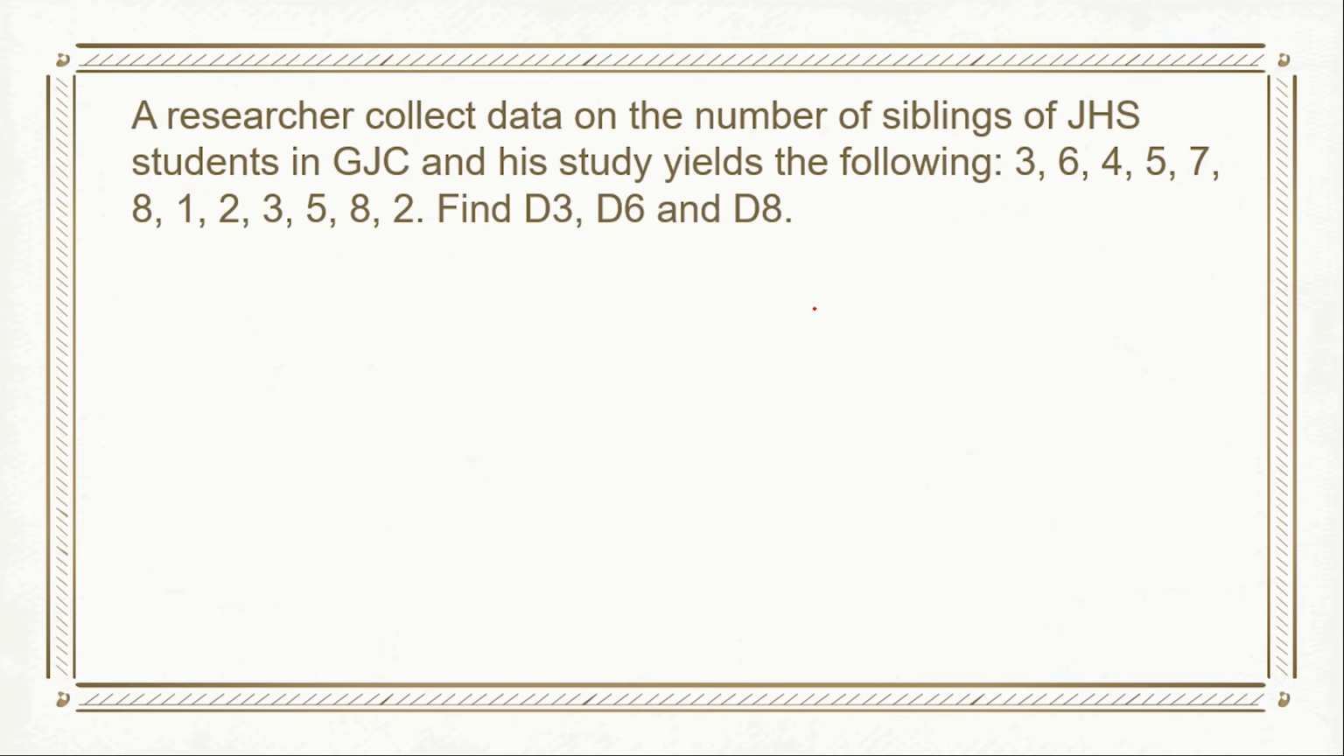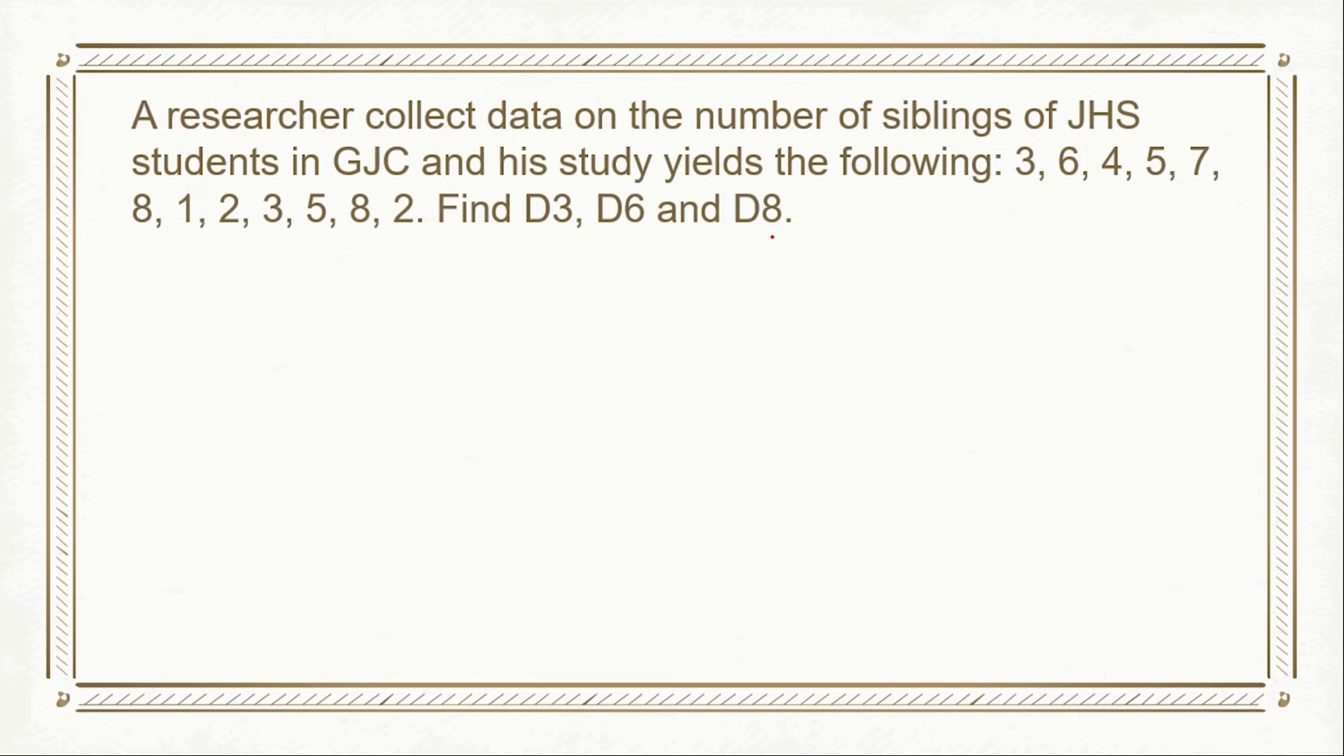So let's proceed with another example. A researcher collects data on the number of siblings of junior high school students in GJC, and his study yields the following: 3, 6, 4, 5, 7, 8, 1, 2, 3, 5, 8, and 2. So find D3, D6, and D8.